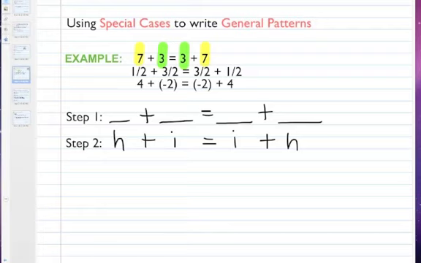And that works for the 2 other cases. I just assigned a different value for it. For example, in the third one, 4 plus negative 2 equals negative 2 plus 4. Well, the 4 could be equal to the h, and the negative 2 could be equal to the I.